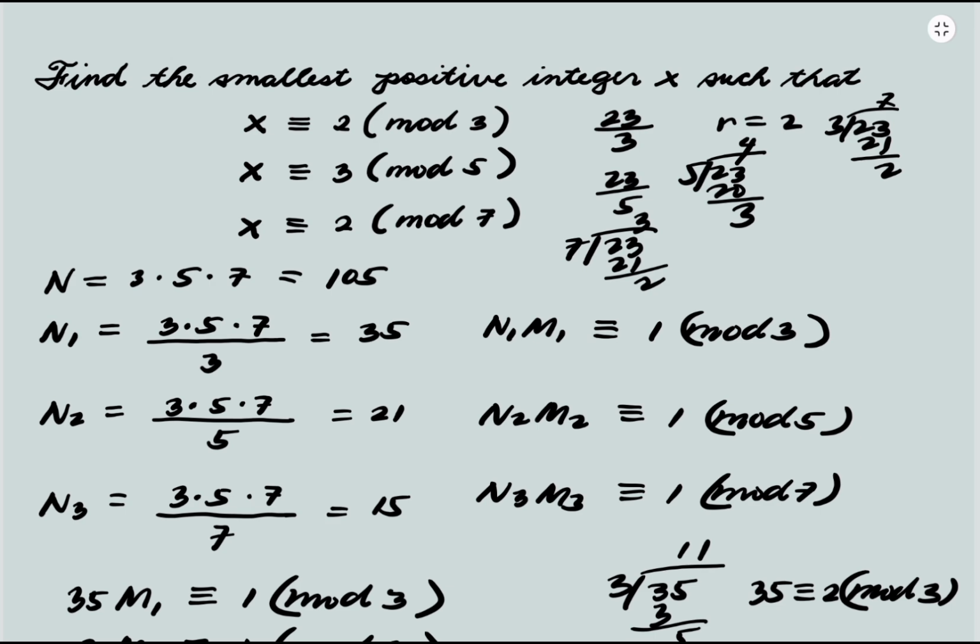And that is how the Chinese remainder theorem combines several congruences into one solution. So the smallest positive solution is 23.